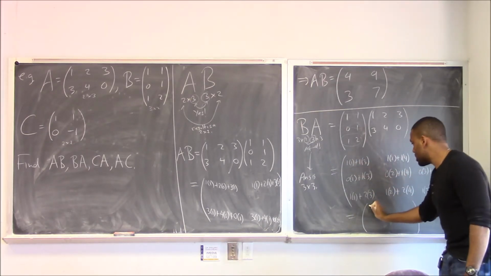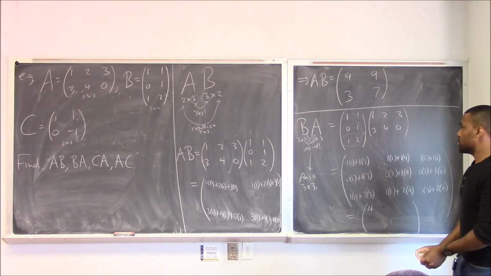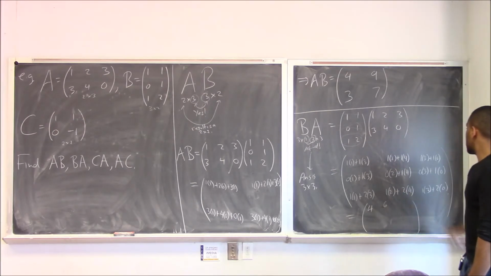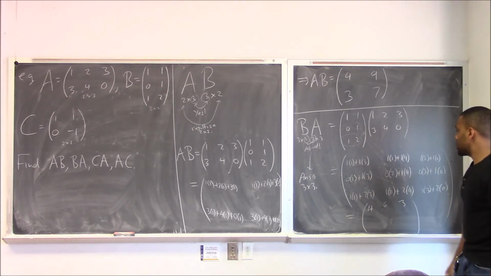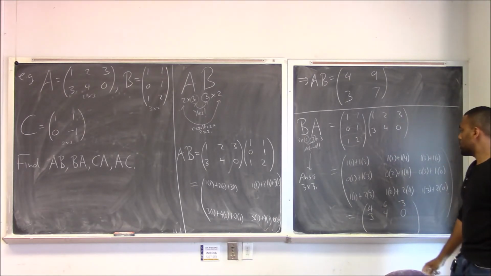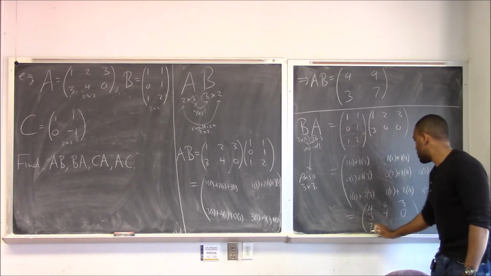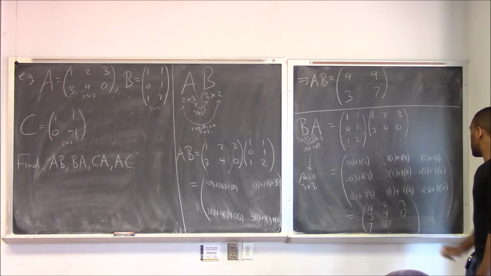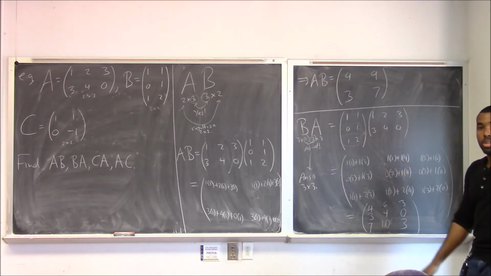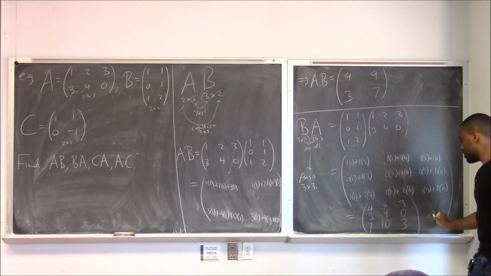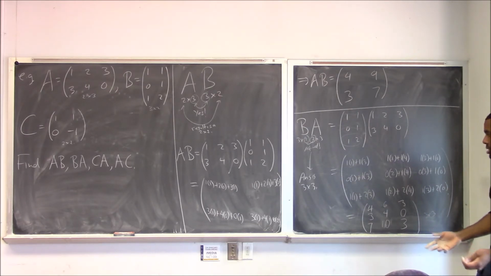So that's 1 plus 3 is 4. And 2 plus 4, it's 6. 3, 3, 4, 0. And that's 6 plus 1, 7. 8 plus 2, 10. And 3. And so that would be the product of those two. Notice it is a 3 by 3. Right? So the sizes seem to work well.